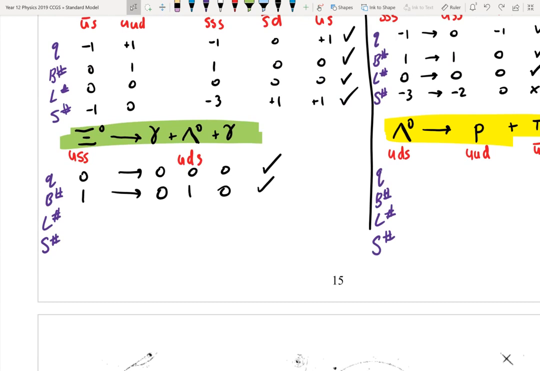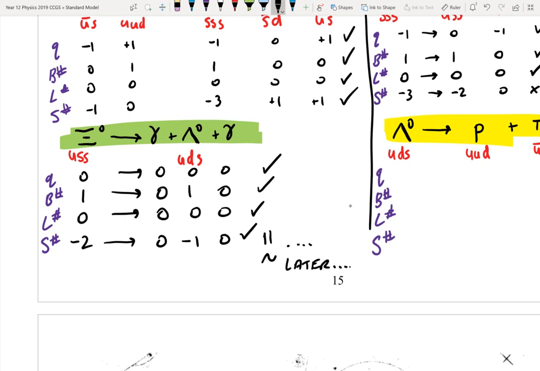So why is strange number important? Because when the W gauge boson is involved, strangeness conservation is violated. But we'll look at that on Monday. It's not in the syllabus, so for now, just put a little upset face. We'll look at that later.